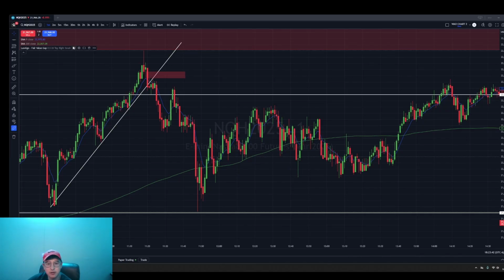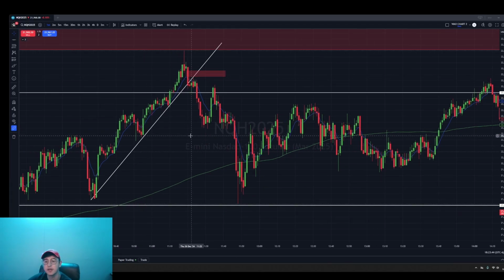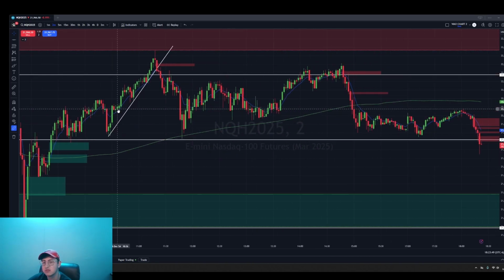Well, I even have a little algo that identifies fair value gaps, which is pretty nice. Is it accurate? No, not all the time. It's pretty accurate though, right?